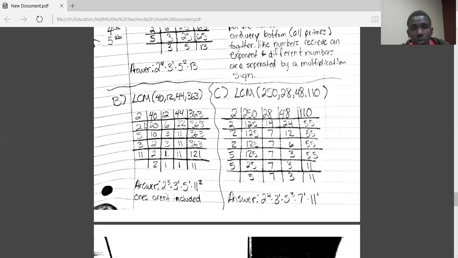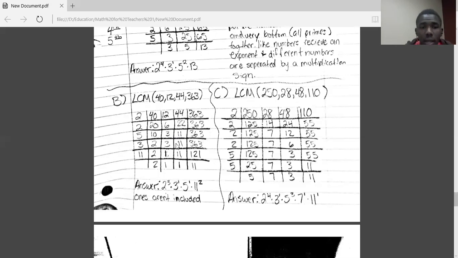So you just want to bring these numbers down after dividing all these by 2. And this one does not divide evenly into 2. So I just want to bring this one straight down. And I'm going to use that 2 as far as I can get it, okay? So I have 40, 6, 22, and then I just kept the 363. Now, I want to do 2 again. So I have, boom, bring that down to 10, 3, 11, 363, okay?